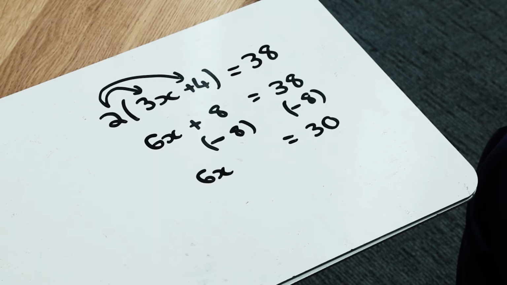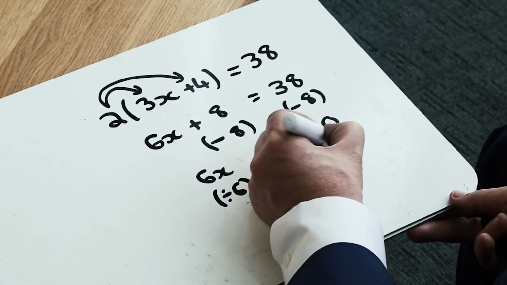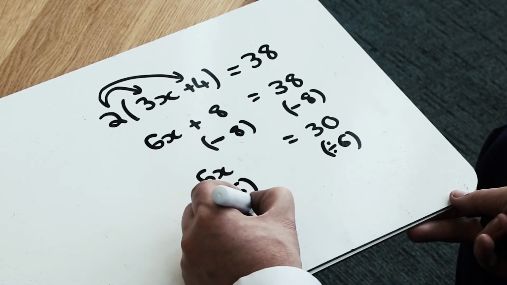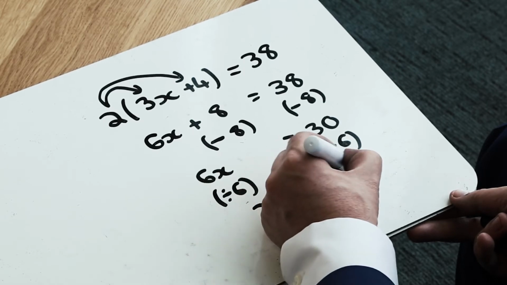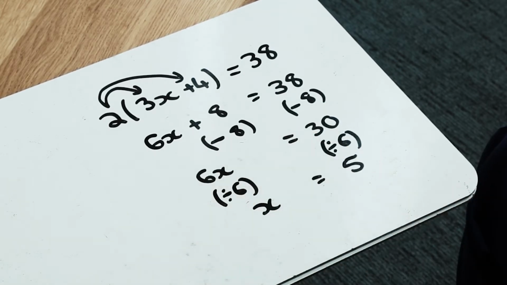I just now need to divide both sides by 6. So I'm going to divide this side by 6. I'm going to divide this side by 6. The 6's cancel on the left hand side, and I get x is equal to, well 30 divided by 6 is 5. So I have a final answer, x is equal to 5.